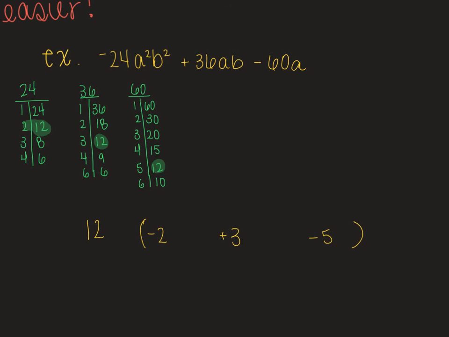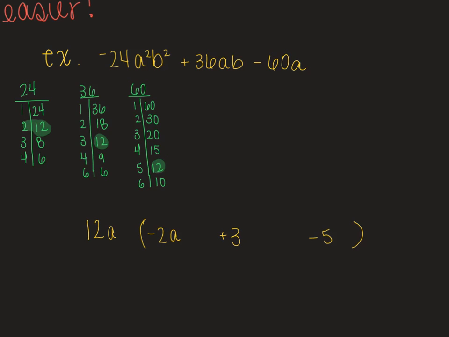Now let's deal with our variables. Looking at the a's, our first term has 2 a's to give, then 1a and 1a. So that means the most I can take from all 3 will just be an a. So I have an a on the outside, and let's write what would be left over. If I'm taking an a out of an a squared, I'm going to be left with an a. If I'm taking an a out of an ab, I'm not going to have any more a's. If I'm taking an a out of an a, I'm not going to be left with any more a's. So my a's are done.